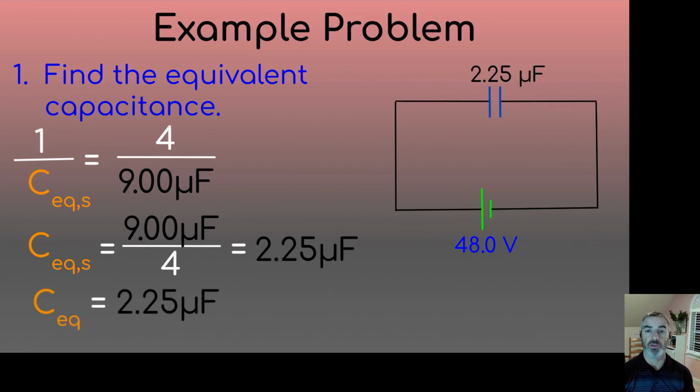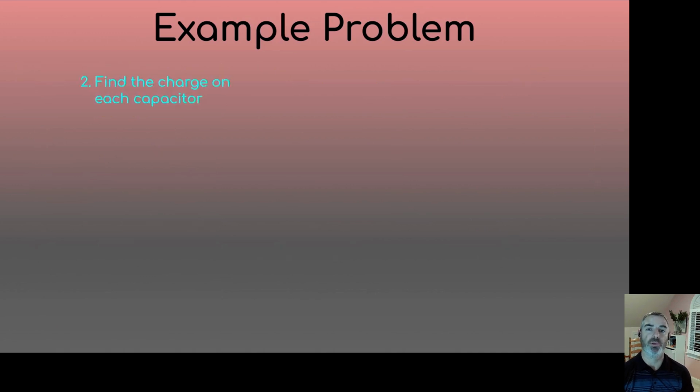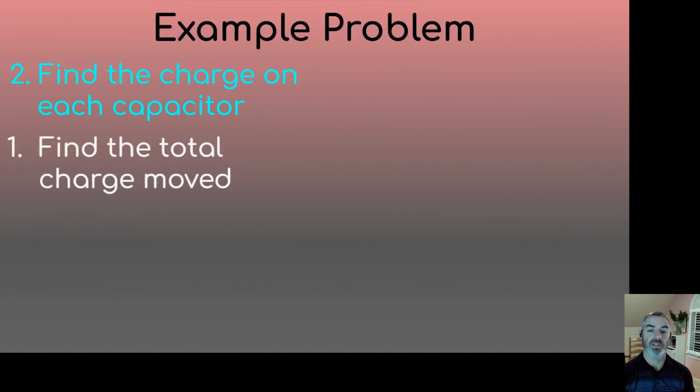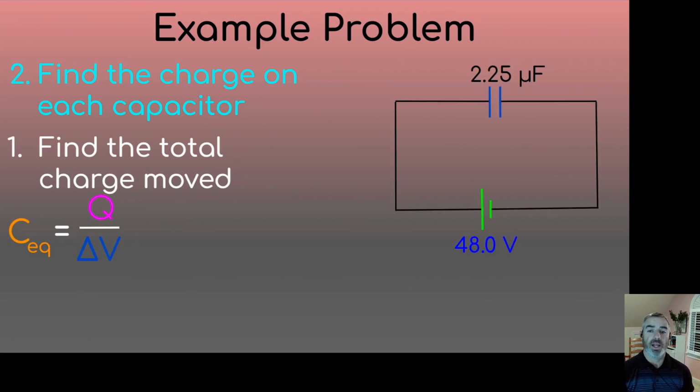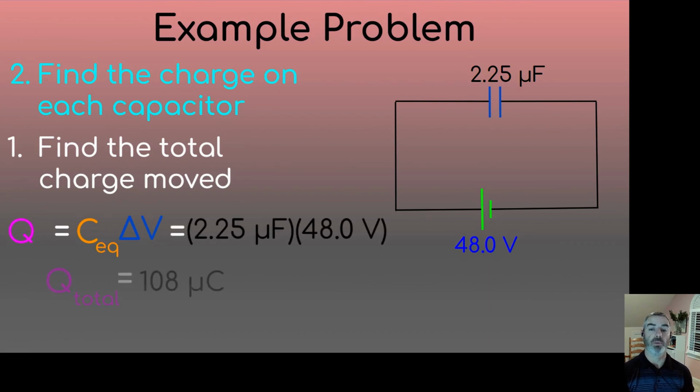So we're going to start with this drawing to help us find the charge that's moved off of each capacitor. The first thing is using that equivalent capacitance, we're going to find the total charge moved. So we know the equivalent capacitance is equal to Q divided by delta V. And looking at our circuit diagram, we know that if we're trying to find charge, we can rearrange the equation. We know delta V is 48. We know the equivalent capacitance is 2.25. So we can rearrange that equation to solve for Q. Substituting in the values, we get 108 microcoulombs of charge total that's moved off of the capacitors to the battery.